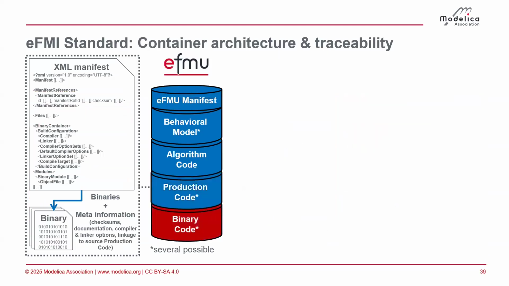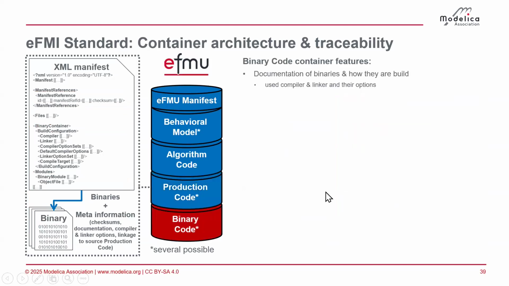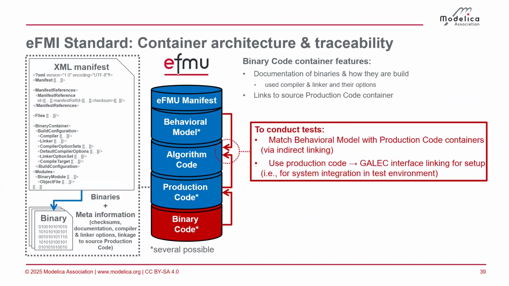Yeah, and then we have a binary code container, same idea. There you have just binaries, they're like a black box, but with a manifest. And this manifest documents the binaries, how they have been built, the compiler and linker options they use, and it links to the production code container.